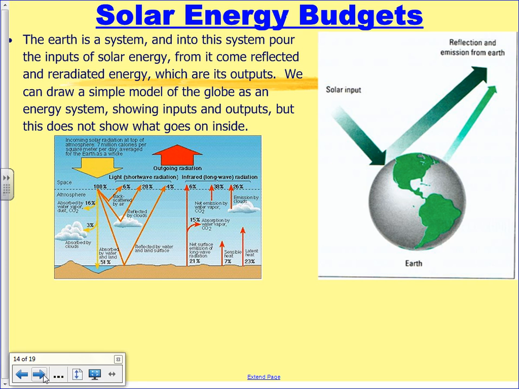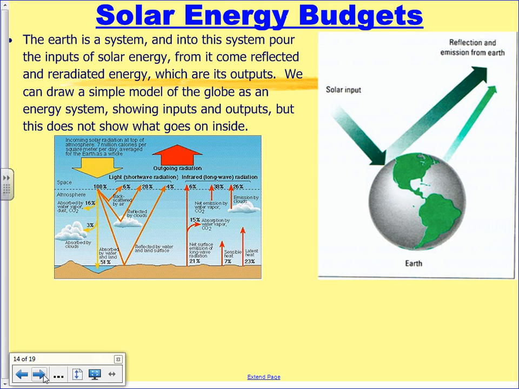Energy comes in very easily from the sun, but it also can bleed away into space. Anything that gets out of the Earth's atmosphere goes back into space, and we lose it. So it's an open system. We got this input of energy. Some of it gets reflected and re-radiated. We call that re-radiated energy. That's an output. We're losing that energy.